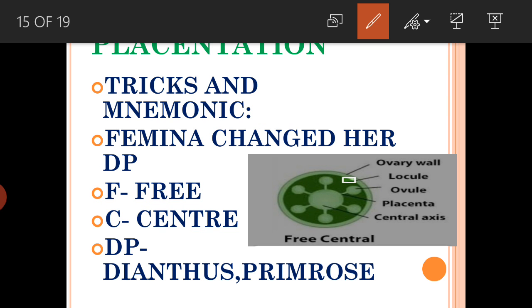So now the trick or the mnemonic to remember this one. Example: Femina changed her DP. So here in Femina, F stands for free, changed, C stands for center, and DP is for dianthus and primrose.